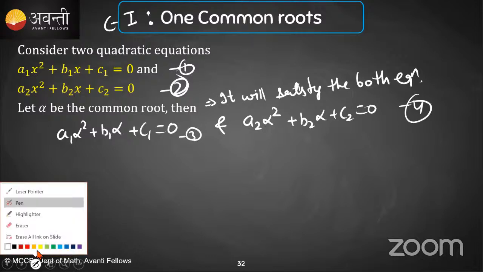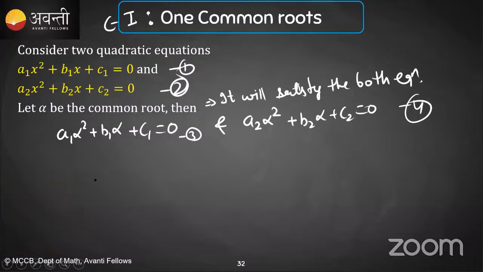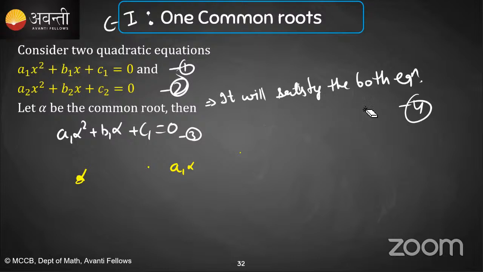We have to find the condition, right? You know from elementary classes, from your 9th, 10th class, the elimination method. How many variables are there? Alpha square and alpha, right? So how will you write this? Let me write this properly so that I can use the space.